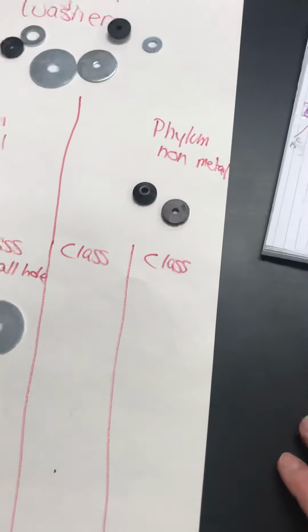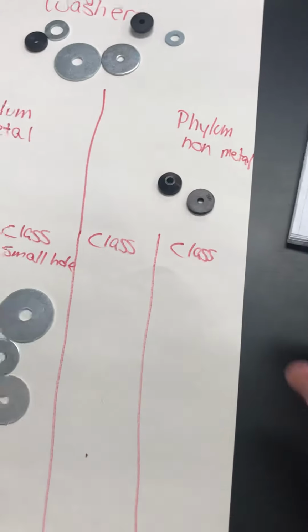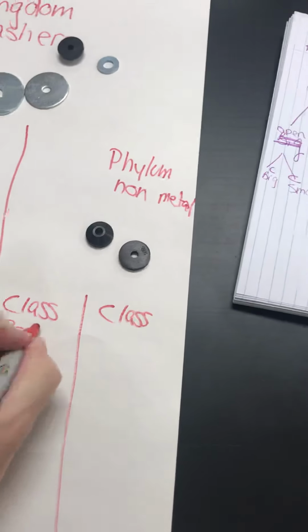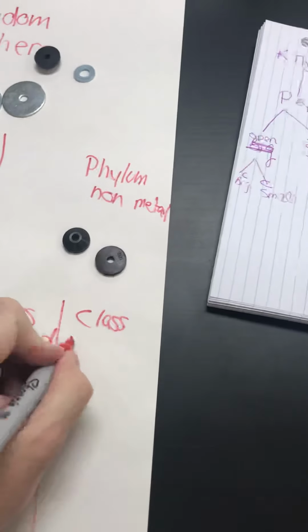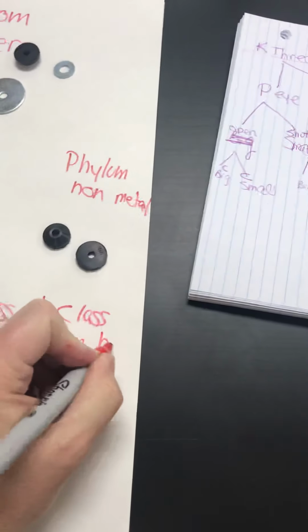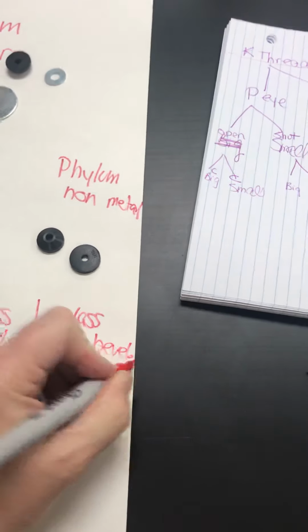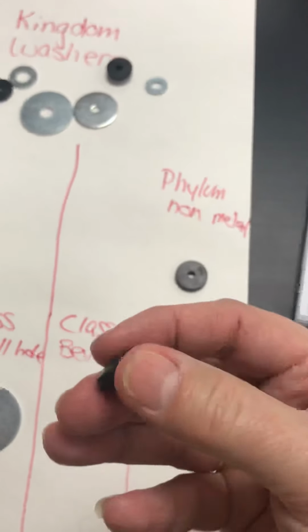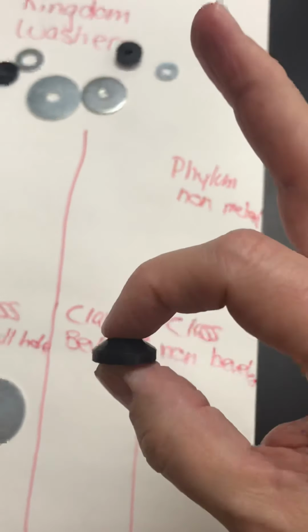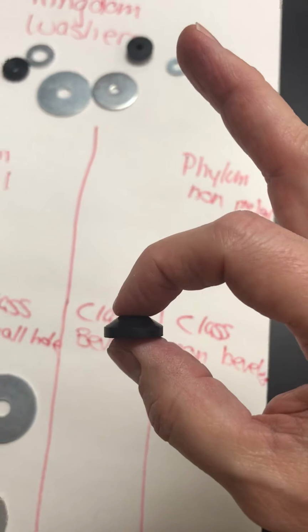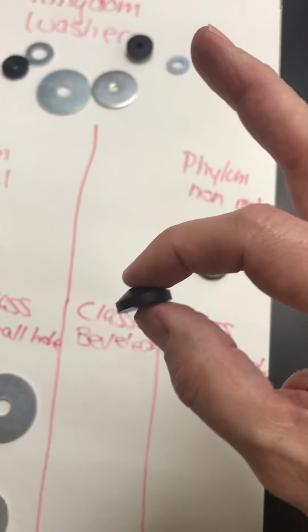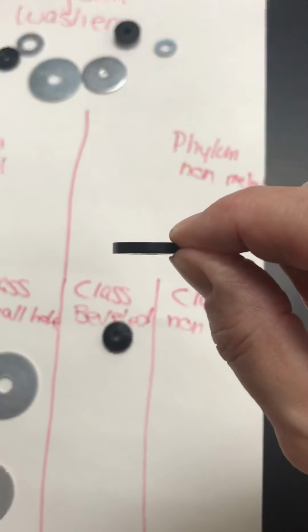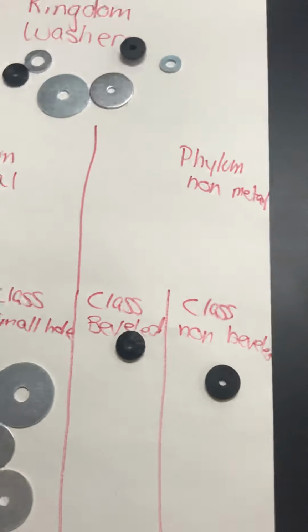Okay, and then the last one, phylum non-metal. I put beveled, and I'll show you what that means in a minute, and non-beveled. All right, this one is beveled. You see how the edge, the one side of it is like bent and bigger? It kind of goes up like a hill. That's a beveled washer. This one is non-beveled. It's just flat. So beveled and non-beveled.